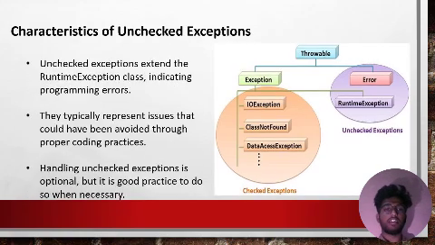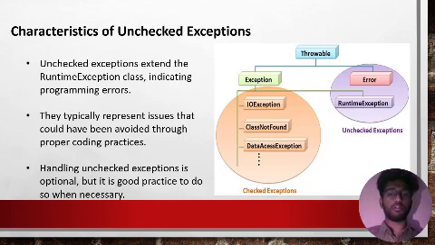Here are the characteristics of unchecked exceptions. Unchecked exceptions extend the RuntimeException class, indicating programming errors. They typically represent issues that could have been avoided through proper coding practices. Handling unchecked exceptions is optional, but it is good practice to do so when necessary.